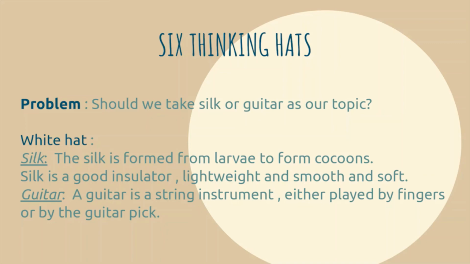White hat. Silk. The silk is formed from larvae to form cocoons. Silk is a good insulator, lightweight and smooth, and soft. Guitar. Guitar is a string instrument either played by fingers or by the guitar pick.